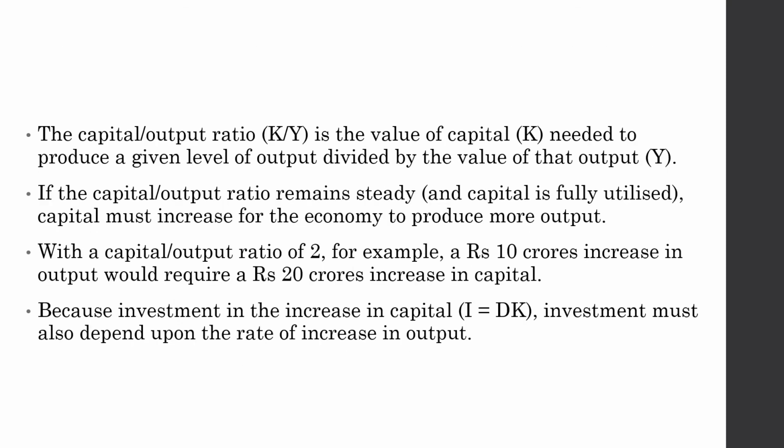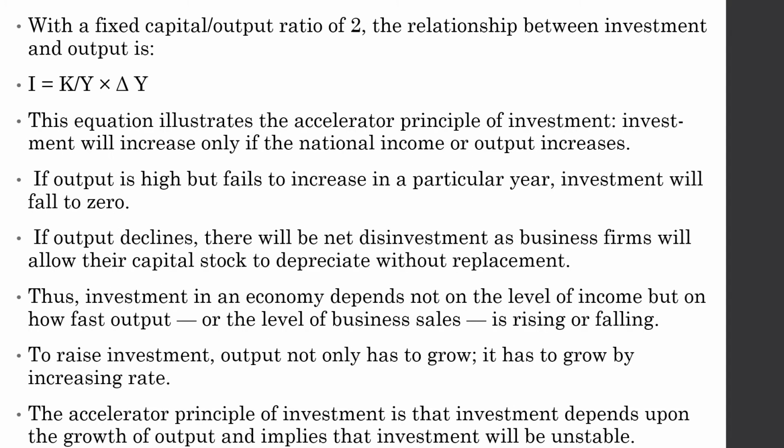And this K by Y is the value of capital K, which is needed to produce the given level of output, divided by the value of output Y. If the capital output ratio remains steady, then the capital must increase for the economy to produce more output. With a capital output ratio of 2, for example, a 10 crore rupees increase in output will require a 20 crore increase in capital. As a result, investment must also depend upon the rate of increase in output.